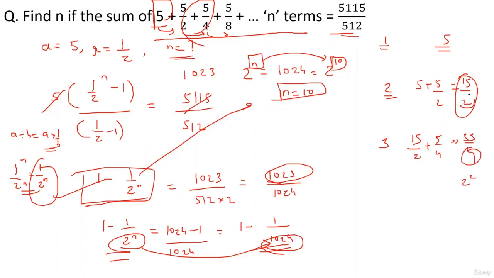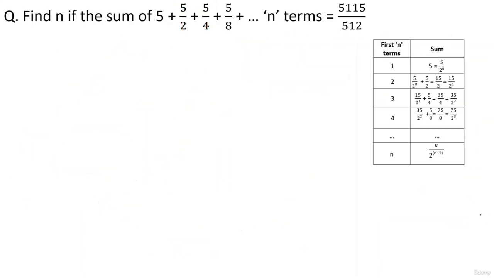If you have two terms, okay, the denominator of the sum is 2 raised to 1. And if you have only one term, the denominator is 2 raised to 0, which is 1, right? Okay, that means if you have the first n terms, the denominator will be 2 raised to n minus 1, right? I have tabulated everything here. Okay, so for the first n terms, the sum will be k upon 2 raised to n minus 1, where the denominator is 2 raised to n minus 1, right?